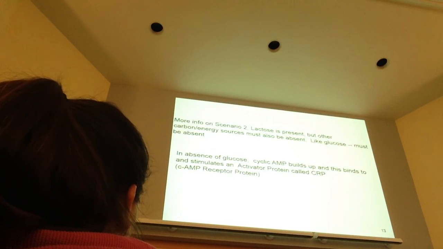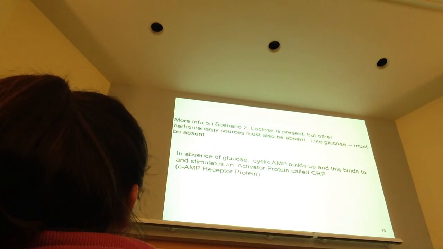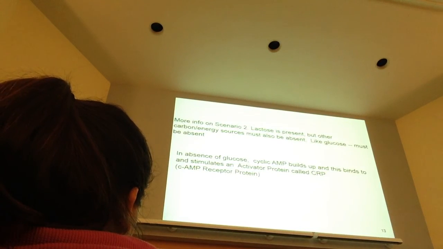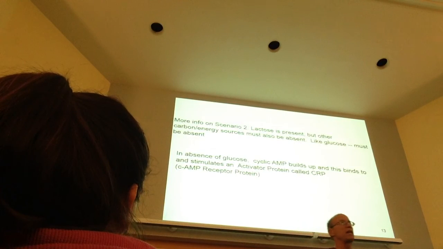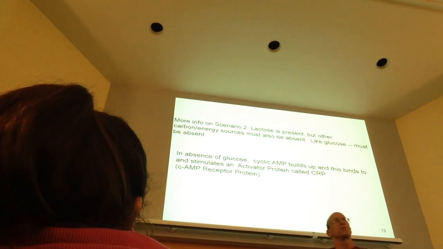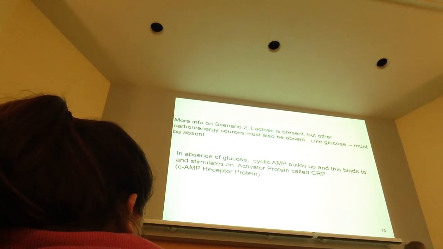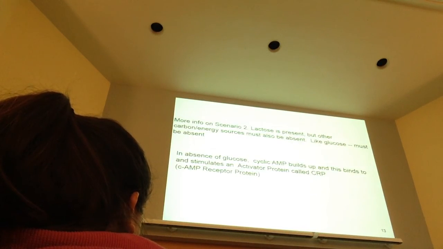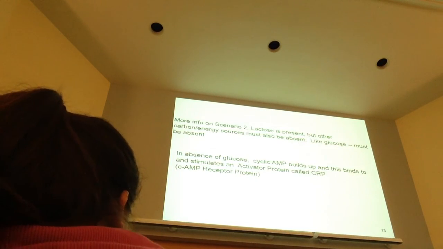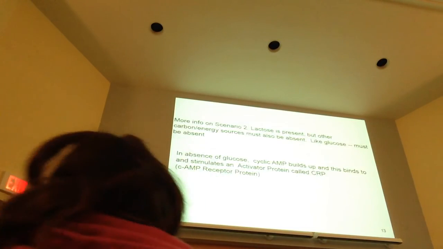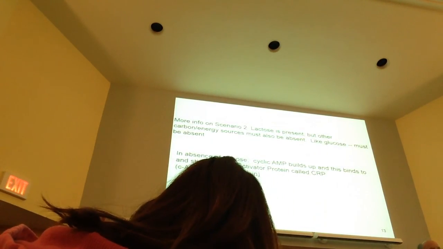Okay. What about other carbon sources? And glucose is the other carbon source that really influences whether those genes are going to be expressed or not. Okay, so in order for that lac operon to be expressed, glucose must be absent.